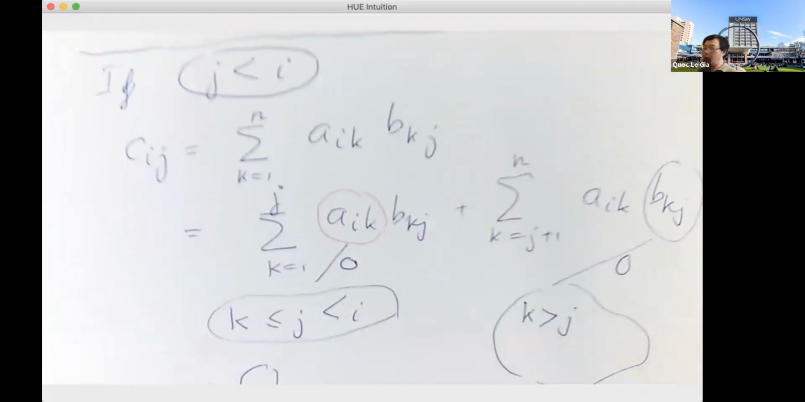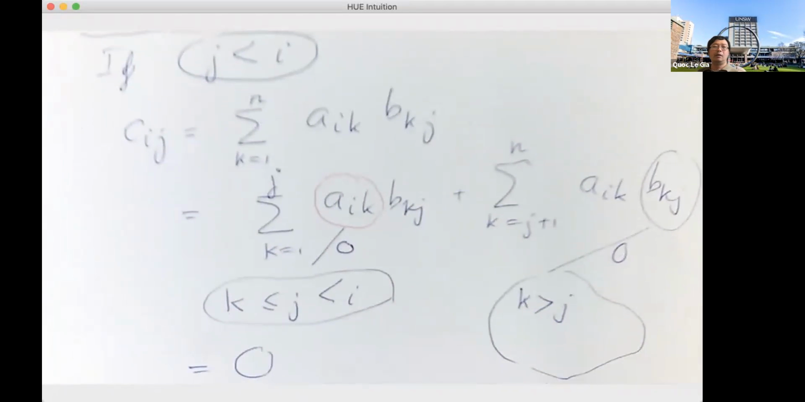Okay, so this off diagonal Cij, when j is less than i, so when the row is bigger than the column, it just equals 0. Row bigger than the column means the part below the diagonal. So far so good, right?